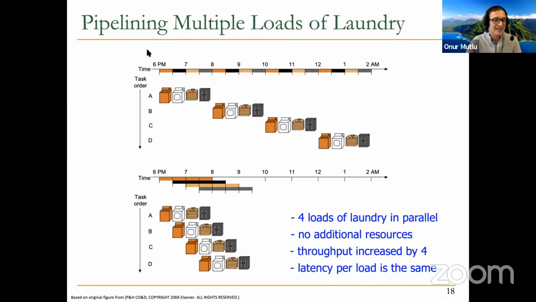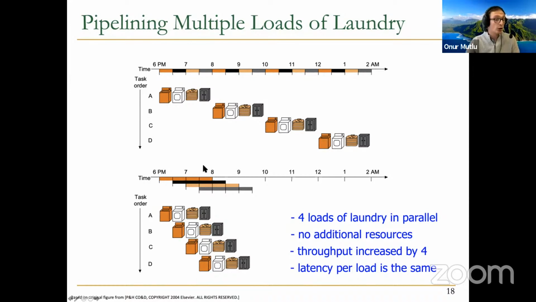And once you pipeline it, it looks like the picture at the bottom, basically. So pipeline 4 loads of laundry in parallel, very similar to those 4 add instructions that I showed you, right? As opposed to taking 8 hours in total, basically we're done at 9:30 p.m. as opposed to staying up until 2 a.m. Why? Because now we can do 4 loads of laundry in parallel. We start consecutively. There's no need for additional resources in this particular case.